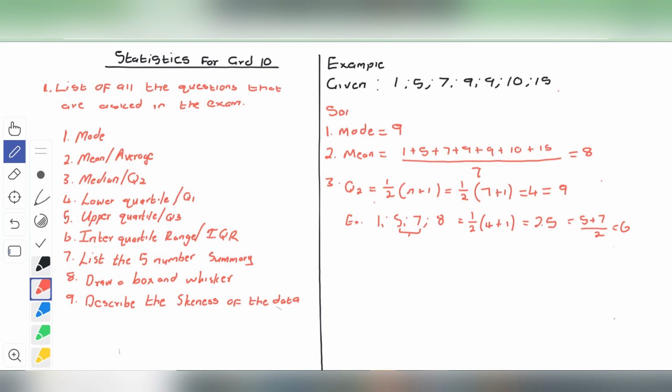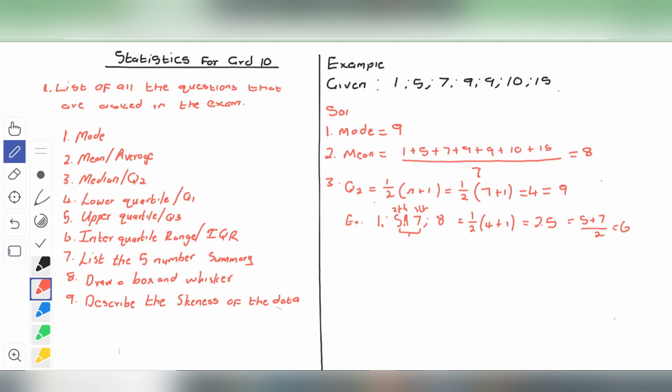We don't have 1.5 or 2.5. But then we know that from 2.5, where are we going to get 2.5? We're going to say first position, the second position, and then the third position. We can see that 2.5 is between 5 and 7, because here is the second position, and this is the third position, meaning 2.5 is going to be in the middle of 5 and 7.